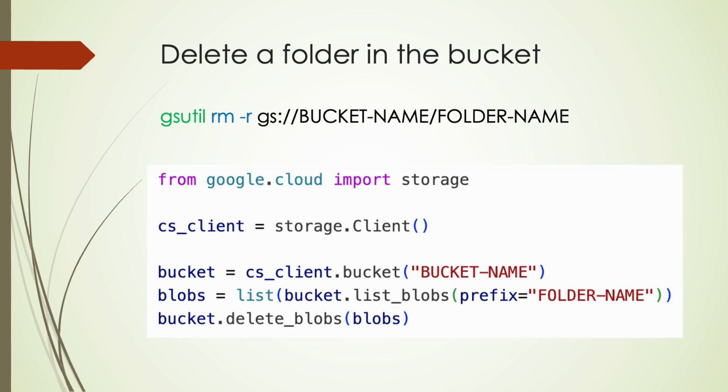Finally, let's check the command to delete a folder in the bucket. As expected, the rm command of gsutil is used. However, unexpectedly, the Python code to delete a folder is actually much simpler this time. We just need to get all the blobs in the folder with the list_blobs method and then use the delete_blobs method to delete all of them in one go.